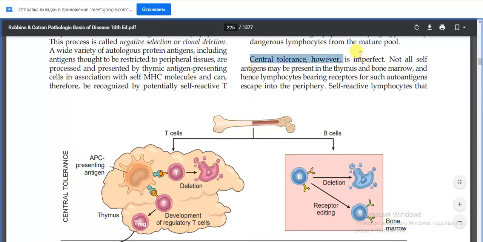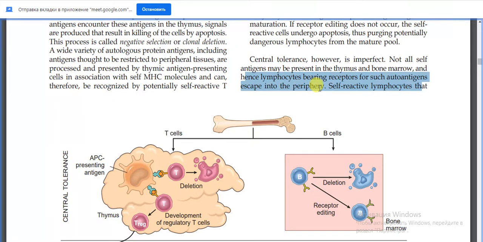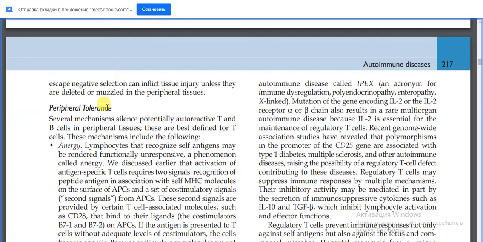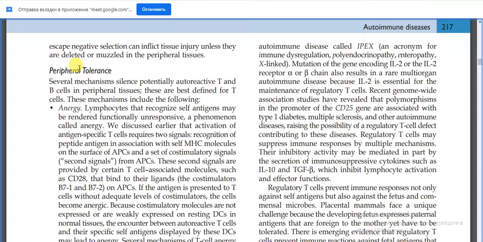Central tolerance, however, is imperfect, and not all self-antigens may be present in the thymus and bone marrow, and hence lymphocytes bearing receptors for such autoantigens escape into the periphery. And that's why we all the time have some kind of autoimmune reaction. Self-reactive lymphocytes that escape negative selection can inflict tissue injury unless they are deleted or muzzled in the peripheral tissues.